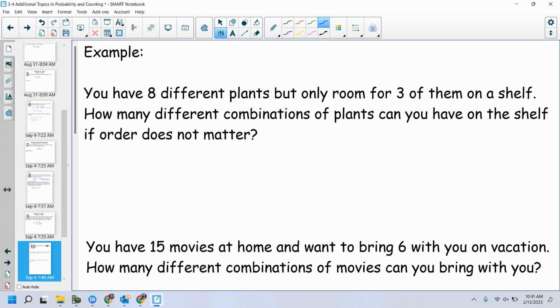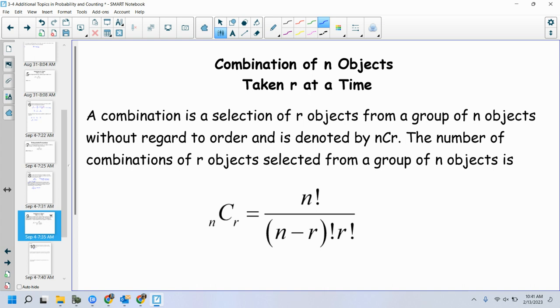If order does not matter, in that respect, I'm going to say that's 8C3. In terms of my formula, I didn't really discuss it, but it's n factorial divided by n minus r factorial times r factorial. So what's the difference between a permutation formula and a combination formula?